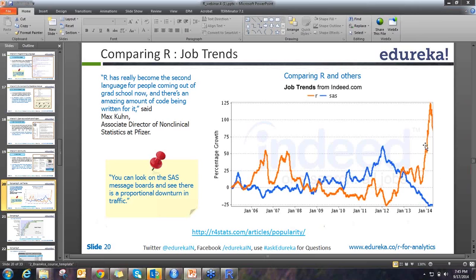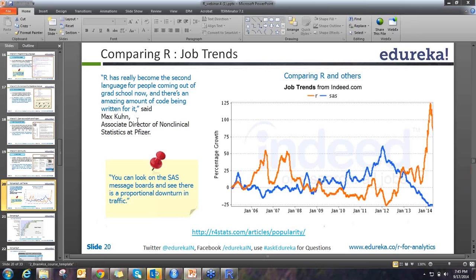Why? Because R is free and you can integrate it with your requirements and just use it the way you want it. So if you look on Indeed.com, this is the message board, and if you look at the popularity of jobs there, you see the popularity of R jobs has increased tremendously in 2014, while that of SAS has gone down considerably. And if you look at the statement given by the director at Pfizer, he has said that R has become really the second language for people coming out of grad school now, which is very true.